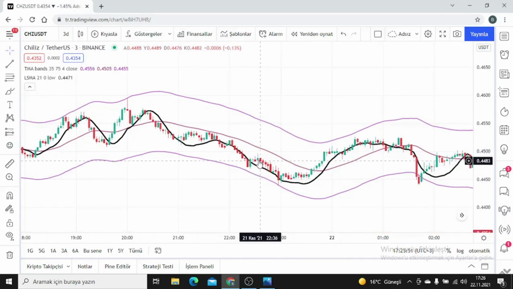Because friends, this is a 3-minute period as you can see. When we look at it, we see that the prices here have increased in the same way, friends. For example, in the following situations, friends, we cannot do anything. The market is moving horizontally here and falling below the moving average.